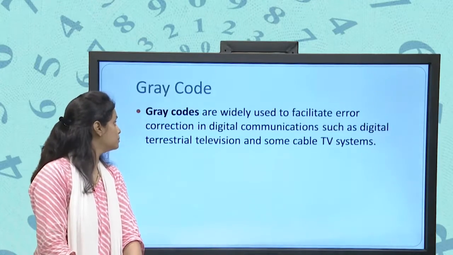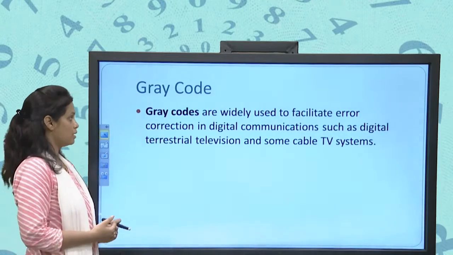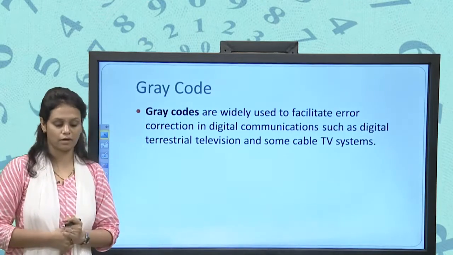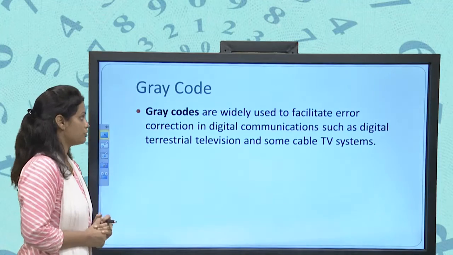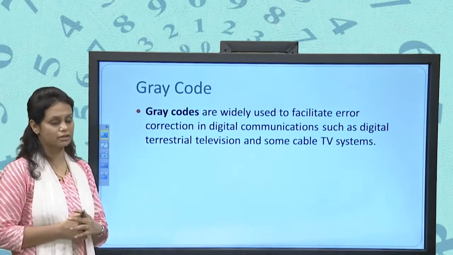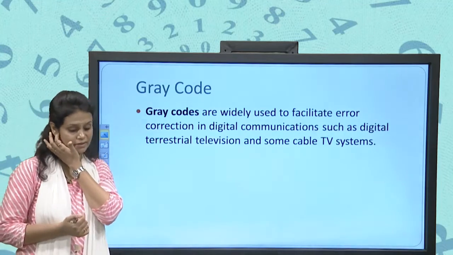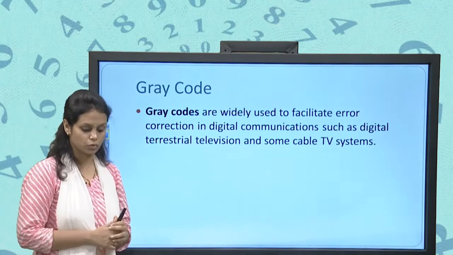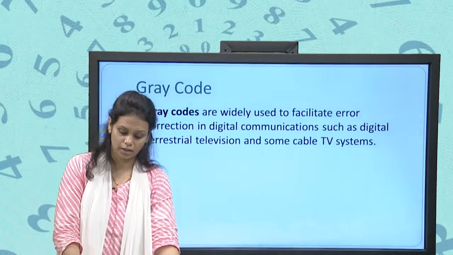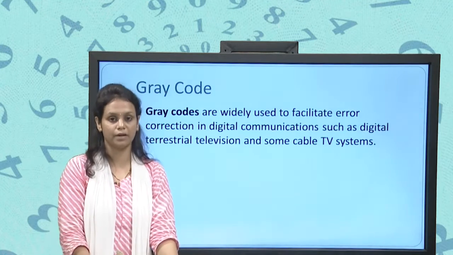Next is the Gray code. This is also a different number system. Now see what the Gray code is and where it is used. First of all, Gray codes are widely used to facilitate error correction in digital communication, as in digital television or some cable television systems. It is used to detect or correct errors in digital communication like digital TV and some cable TV also.